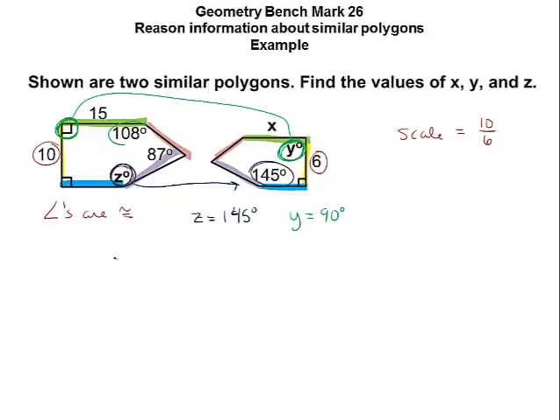And we can use proportions to figure this out. I have a scale factor of 10 over 6, and I know 15. I don't know x. I just have to make sure that the 10 and 15 are both from the large, and the 6 and the x are both from the small. Cross multiply, I get 10x is equal to 6 times 15. So 10x is equal to 90. Divide by 10, and I get that x is 9. Now I have all three missing parts.